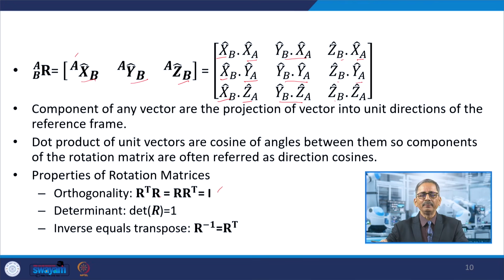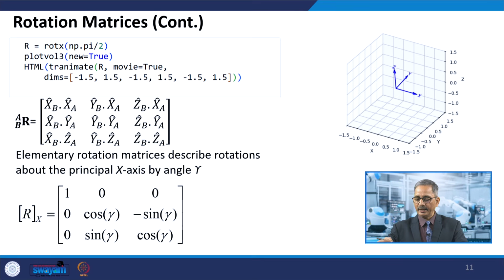Now, let us see some of the interesting cases of how this rotation matrix turns out when we consider, say, rotation about the x axis, rotation about the y axis and rotation about the z axis. So, here the rotation about the x axis is being shown. Say if I do this rotation by 90 degrees, then this is the animation which you have seen, done in Python.